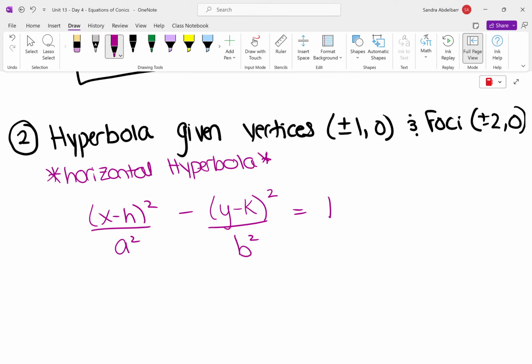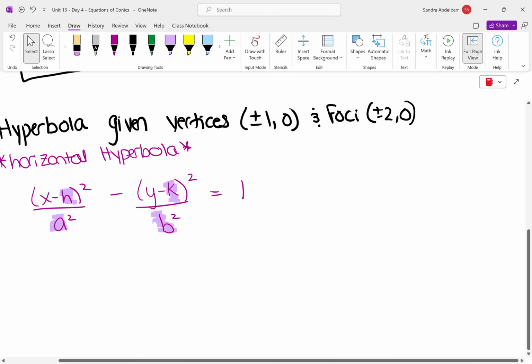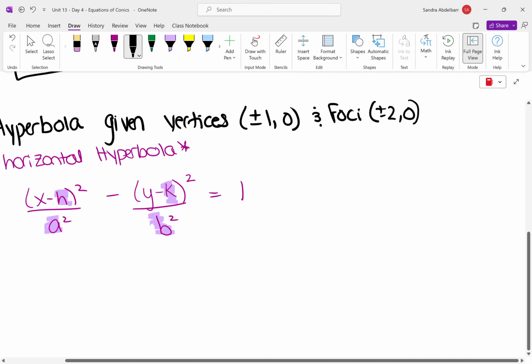All right, so now let's go through this. We need numbers for h, we need numbers for k, for a, and for b. So we have a lot of unknowns here. Good news is we could figure it all out. I'm going to actually do a quick sketch.